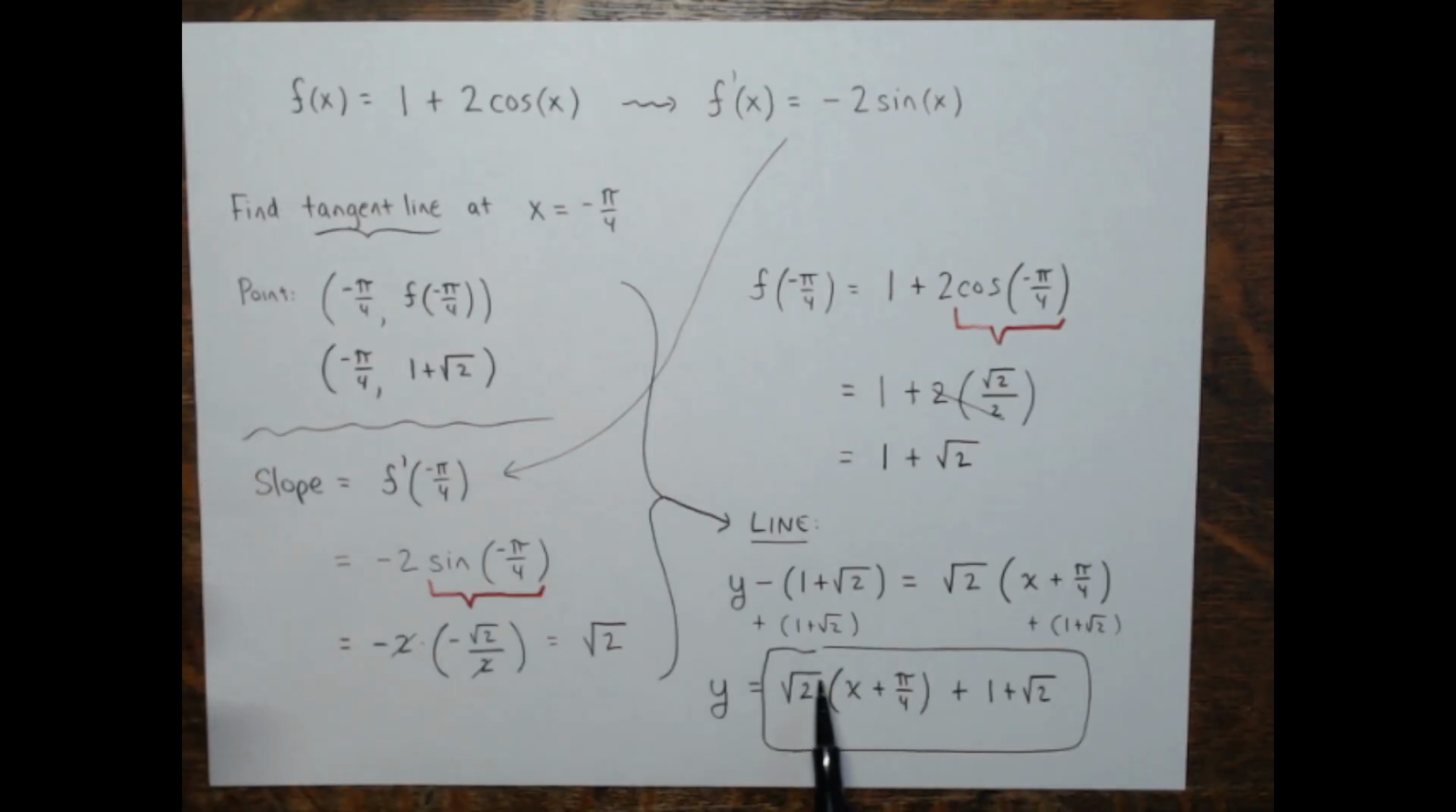Now you could distribute the square root of 2 if you wished, but as long as you have y equals and then everything else without y on the other side, that's as long as it's equal to what they have, right? Just like all the other ones, you should be fine.